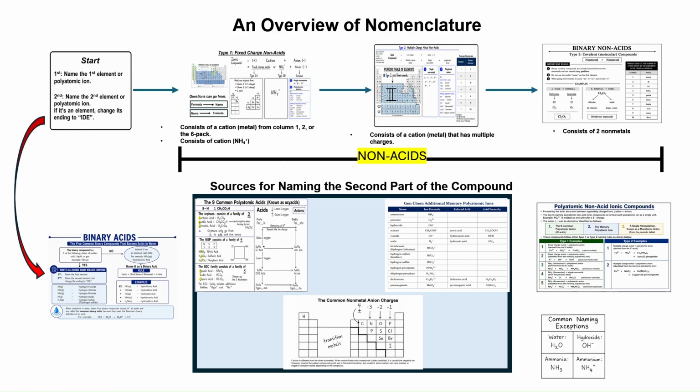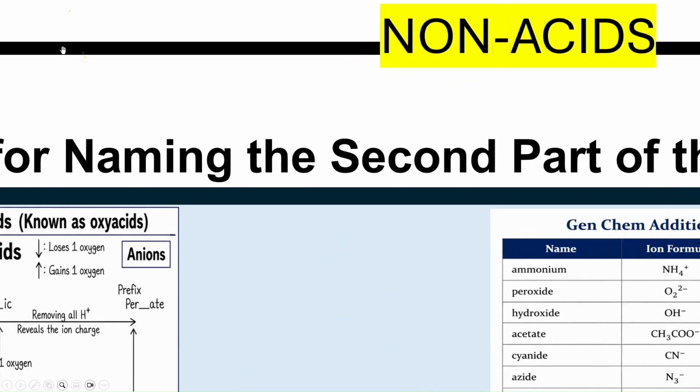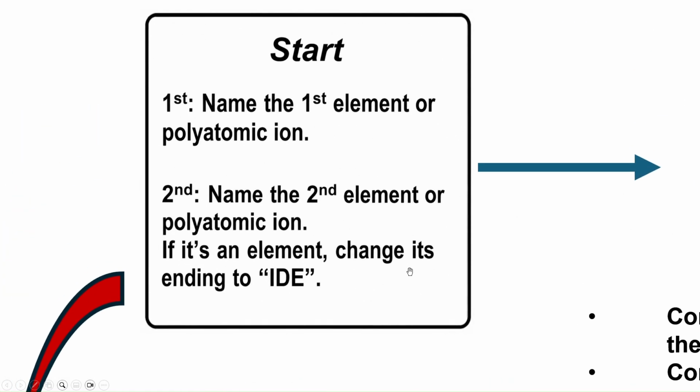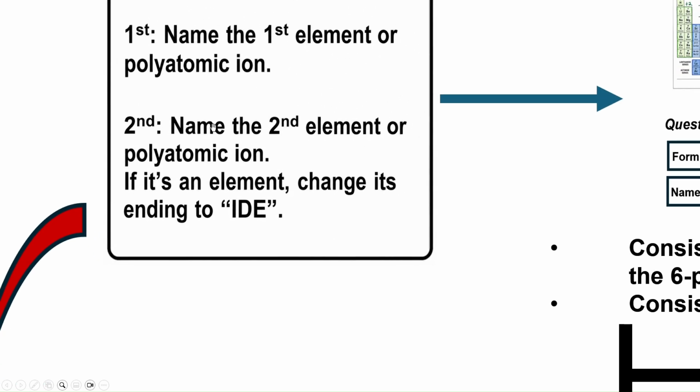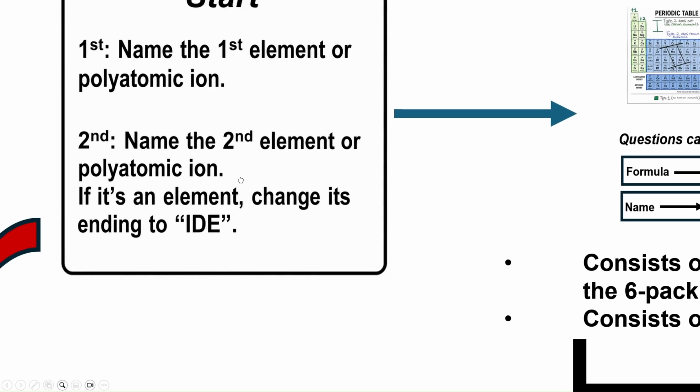So before we learn the individual rules of nomenclature, let's first look at the overall structure of our nomenclature system. I want you to think of this slide as our roadmap for naming compounds. Let's begin with the start box. First, we name the first element or polyatomic ion. Then we name the second element or polyatomic ion. And if it's an element, we change its ending to IDE.